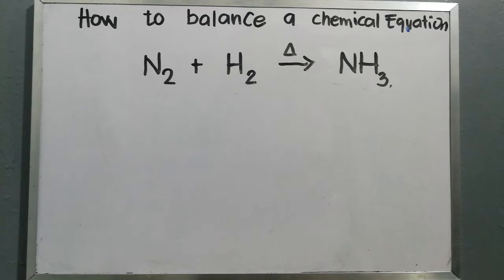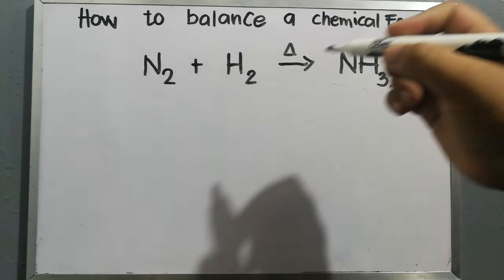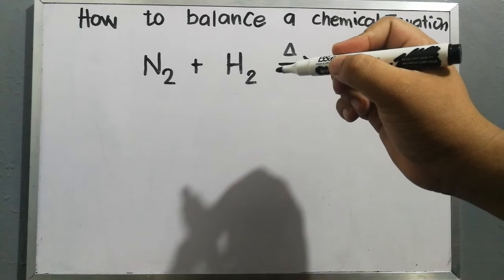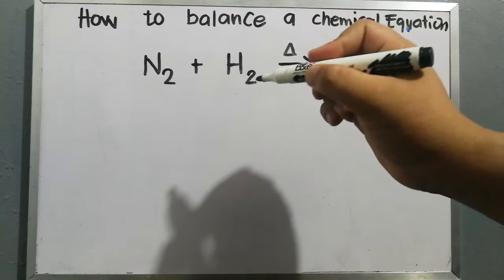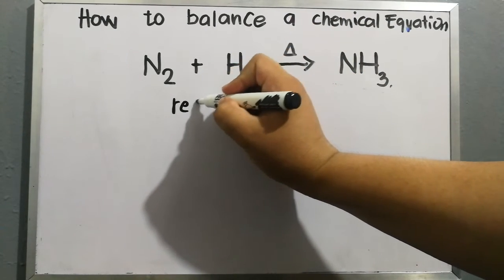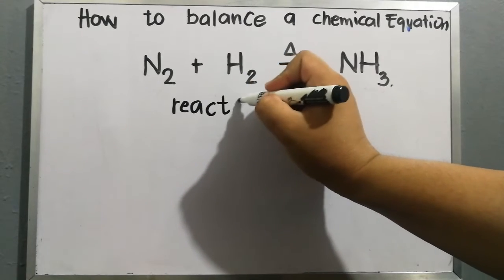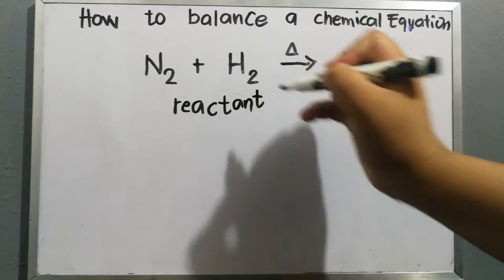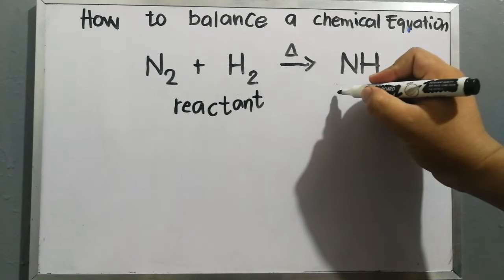First, let's distinguish where is the reactant and the product. Based from the example, the reactant is at the left side. And the product is at the right side.